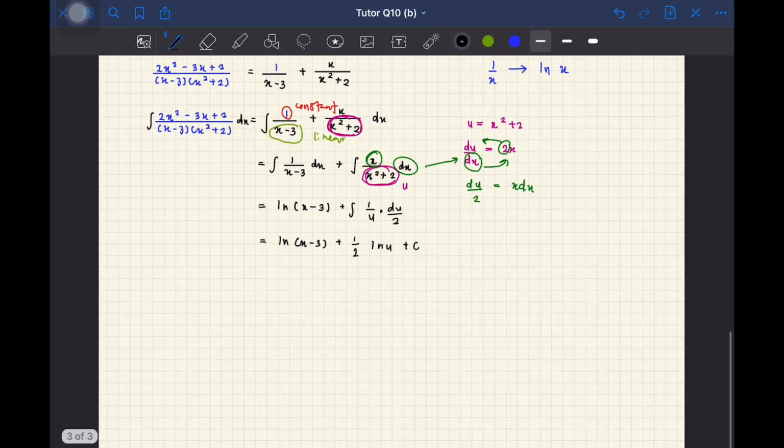Okay, but you are not settled yet, so we need to change everything into terms of x. So we have ln x minus 3 plus with 1 over 2 ln u. So u just now was x squared plus 2. So we have x squared plus with 2 plus with c.